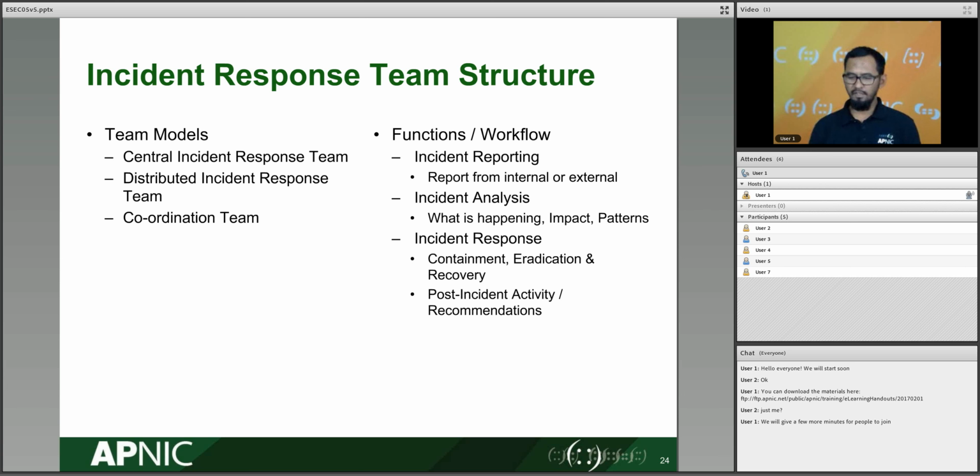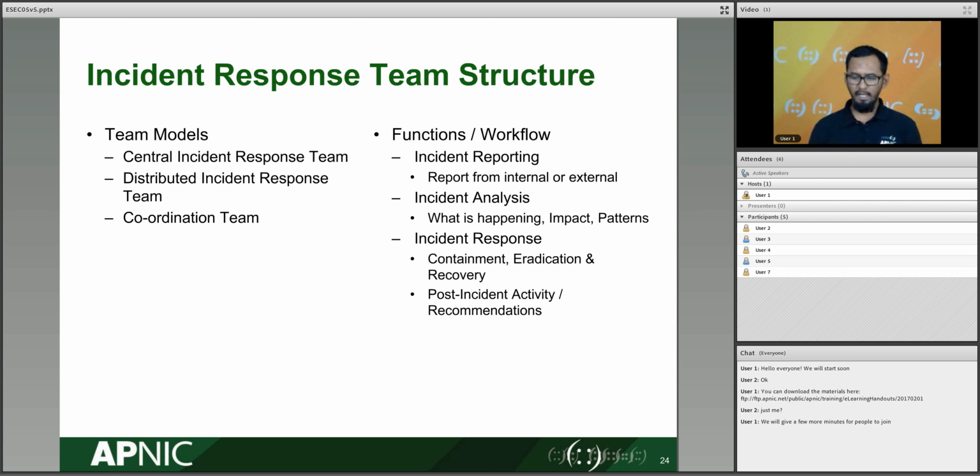You have a distributed incident response team, right? These are incident response teams in different locations, because of the nature of the organization. There is also a coordination team, which means that they don't really do the operational work that much, but they coordinate information, alerts, feeds, or escalation. They become the point of contact for the rest when it comes to dealing with external parties and so on and so forth. So there are various team models that exist within the incident response team structure itself.